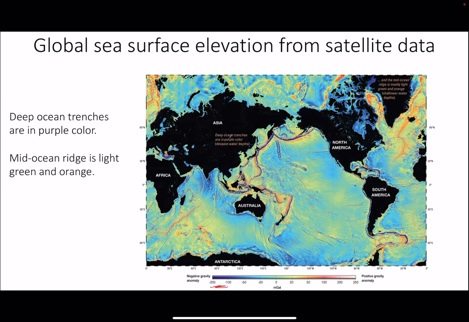On the west coast of South America, you've got a deep ocean trench. That's because there's an oceanic plate subducting underneath a continental plate. And then the higher regions, like your undersea mountains, are in your reds and oranges. And so here you can see, for example, if we move over to the Atlantic, you've got the Mid-Atlantic Ridge in orange here, because this is actually a mountain feature. And you can see other parts of the ocean that have quite a few mountainous features. So this is pretty cool.